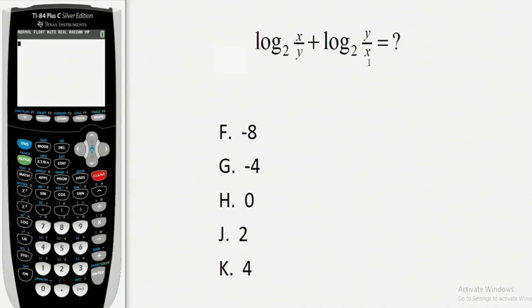Alright, so log yx over log xy, when you divide the two of them, you're going to have the output be 1. Log xy over log yx, when you divide, you're going to have 1. So right now, the expression we have will be log 1 to the base 2.